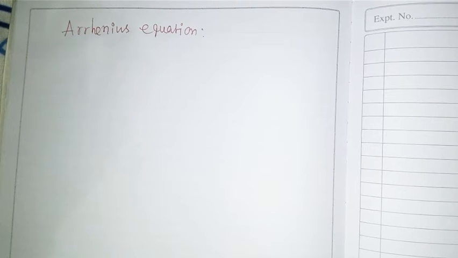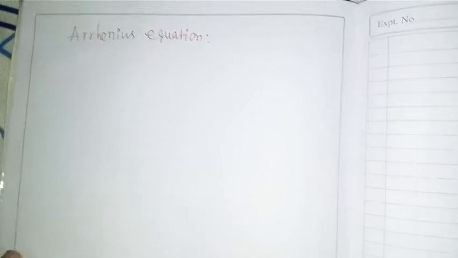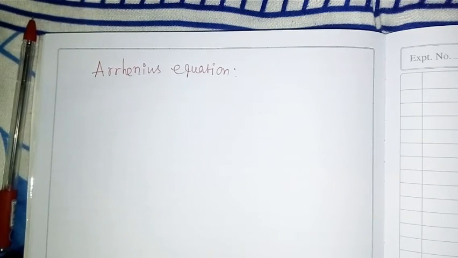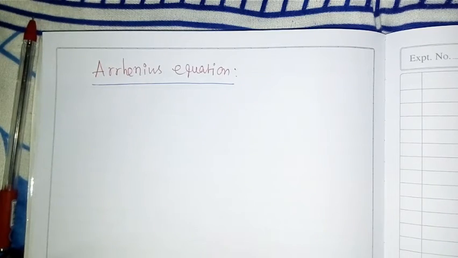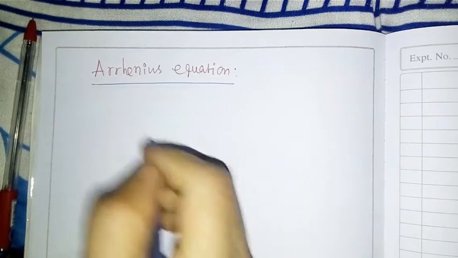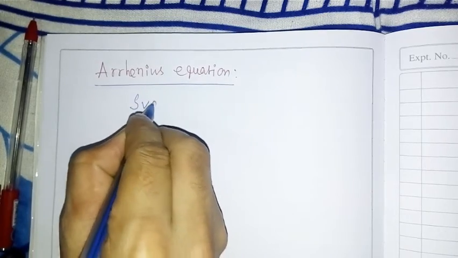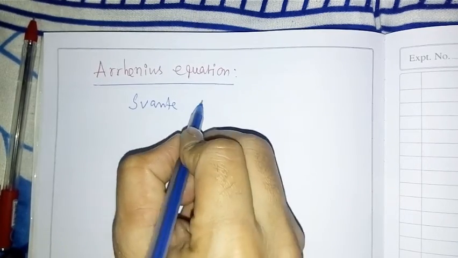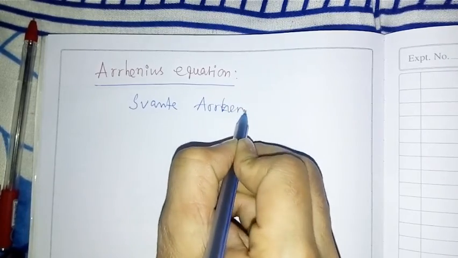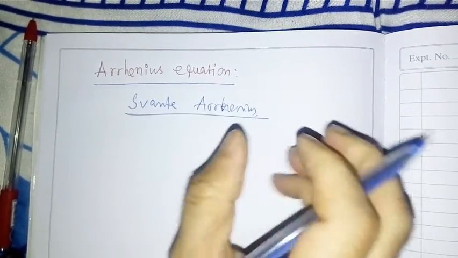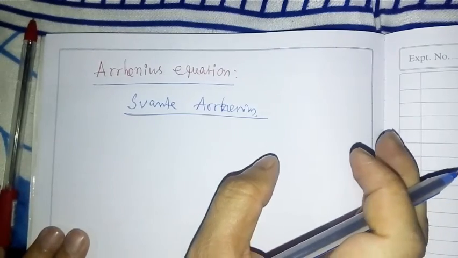This one is very important for upcoming exams. Okay, see this Arrhenius equation. This is by the Swedish chemist Svante Arrhenius.